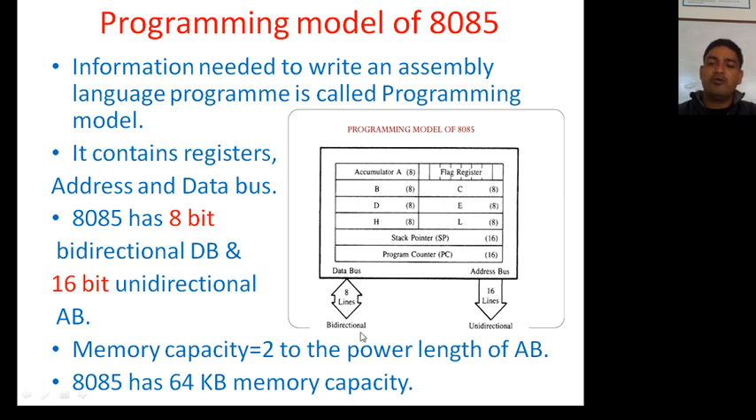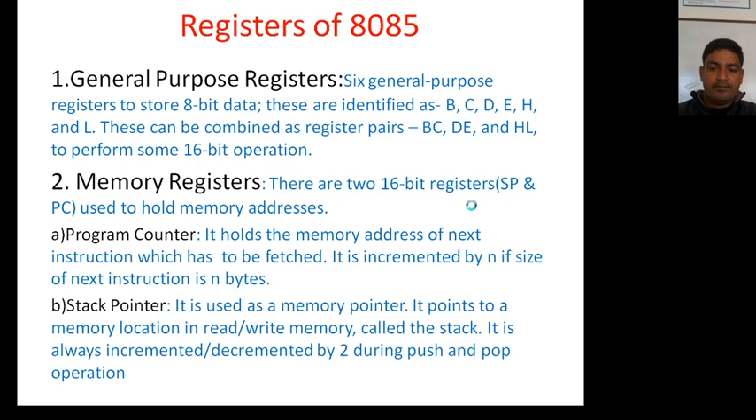This is your programming model. The address bus is unidirectional, and this one is bidirectional. There are three types of registers. First one is the general purpose register, second one is the memory register, and third one is the specific purpose register.